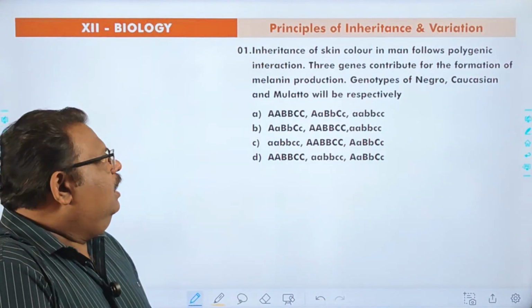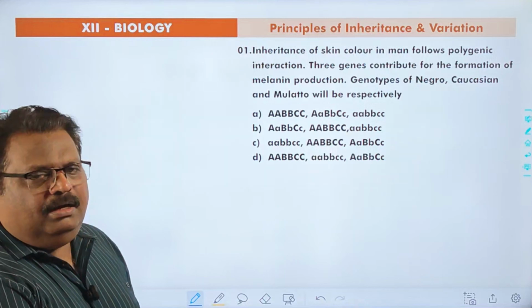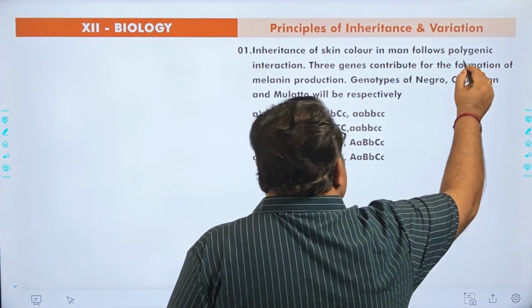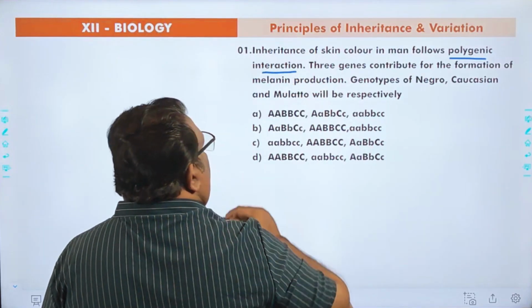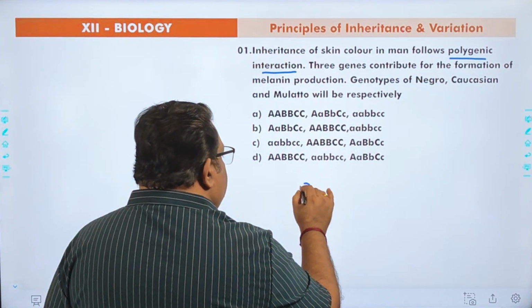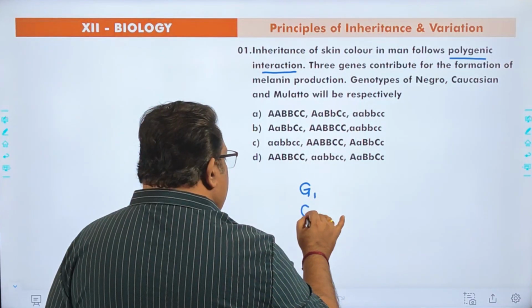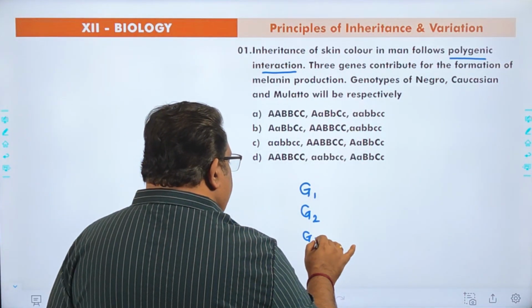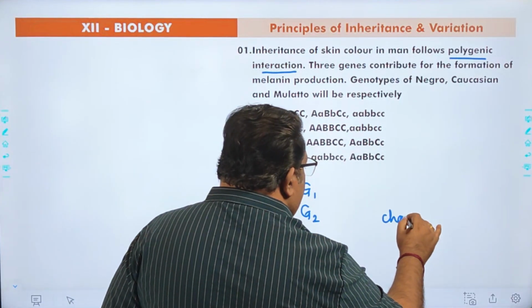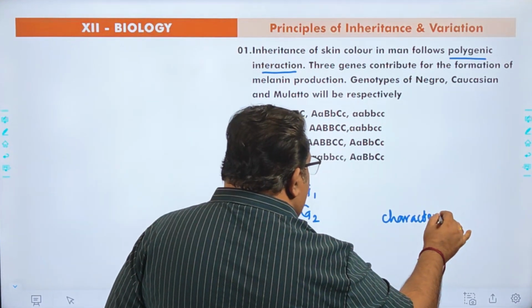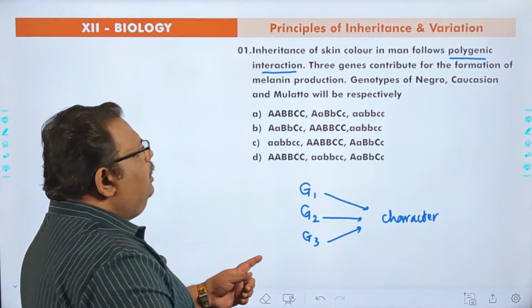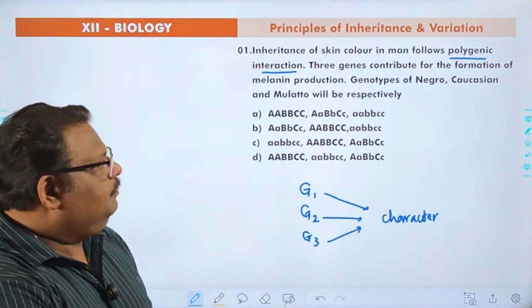First one, inheritance of skin color in man follows polygenic interaction. What is polygenic interaction? When many genes, gene 1, gene 2, gene 3, etc., are controlling one character. So more than one gene is responsible for a particular character. That phenomenon is called polygenic interaction.